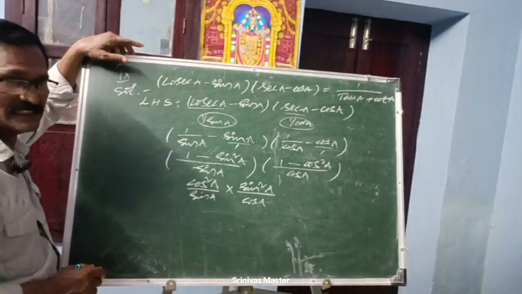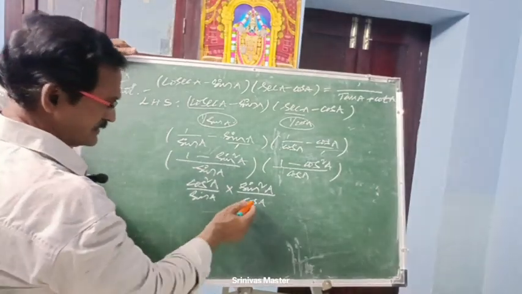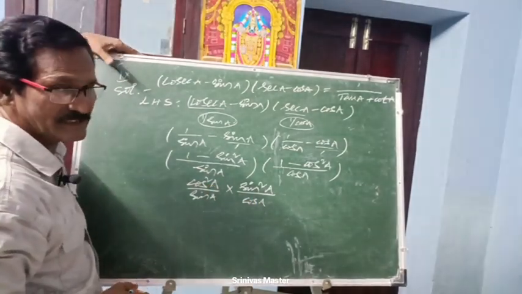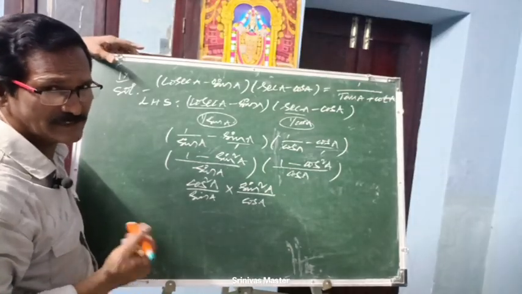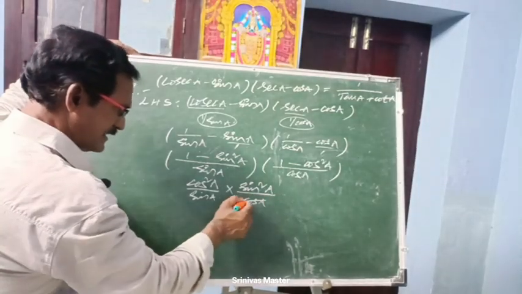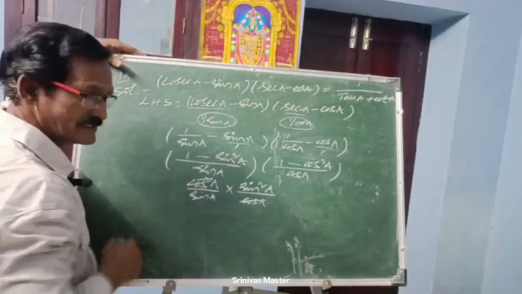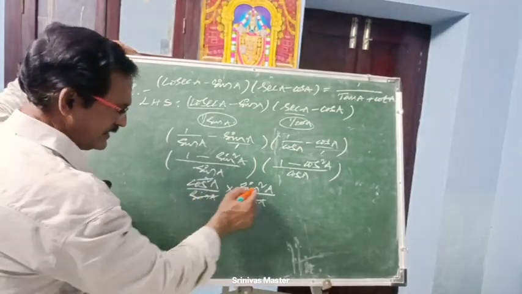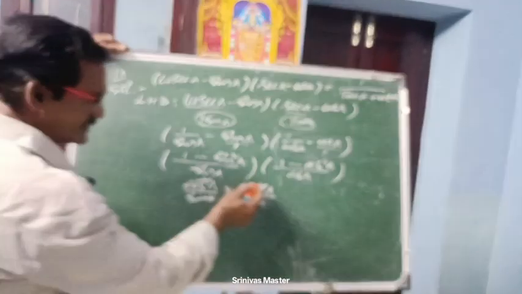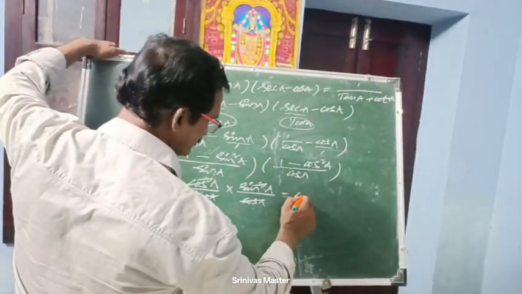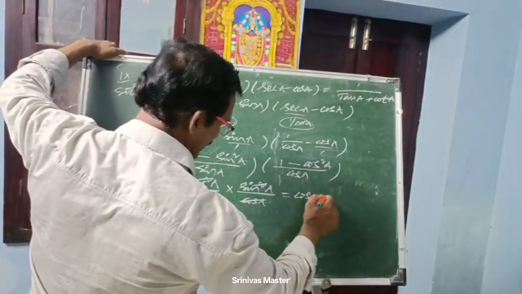Now you should do cancellation. You know that cos A in cos square A, how many times cancel? Cos A times. Just like x square by x, x in x square how many times? X times. So cos A in cos square A, cos A times, and sin A in sin square A, sin A times. What is the result now? Cos A sin A, cos A sin A.